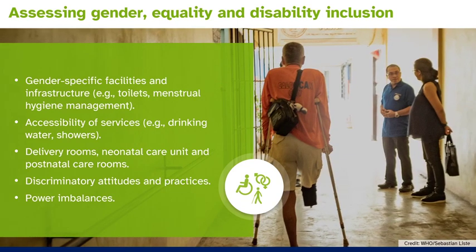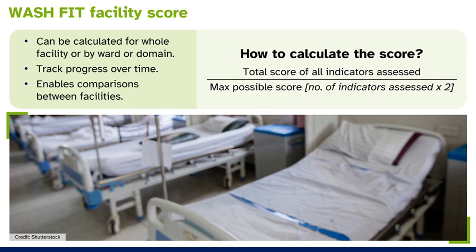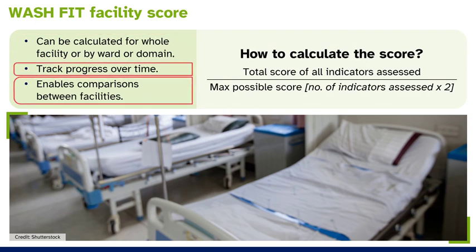Healthcare Facilities. The washpit facility score offers a broad overview of a facility's overall condition. The score can be calculated for the whole facility, for a particular ward in a bigger facility, or a domain, for example, water or sanitation. The score also facilitates progress tracking and enables comparisons between different facilities.